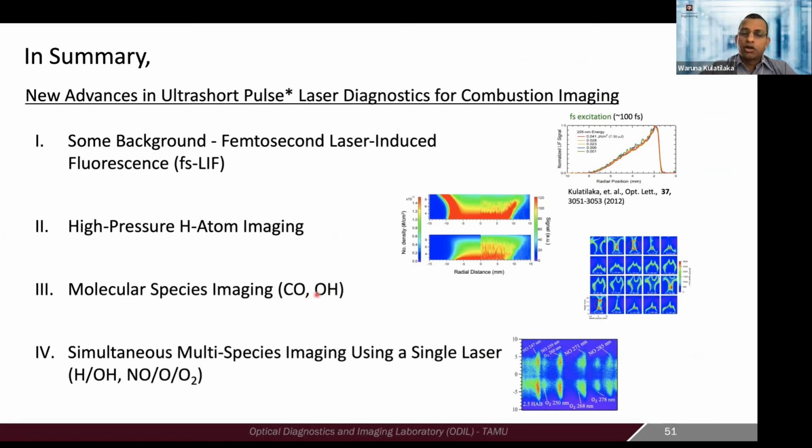And then molecular species CO and OH, specifically I showed some single shot OH images at elevated pressures. You can use this to look at flame dynamics and turbulent effects, for example, when you do 2D imaging. And then taking advantage of these broadband pulses for simultaneous multiple species. So we have done up to 3 species so far, NO, O2, and O.